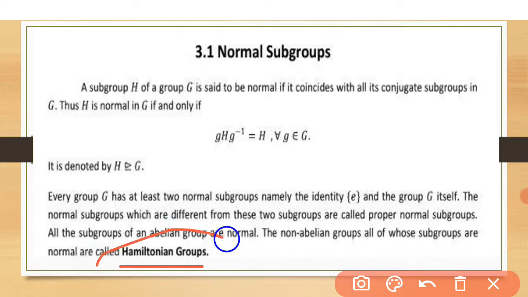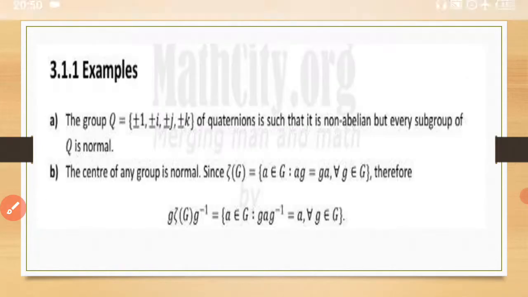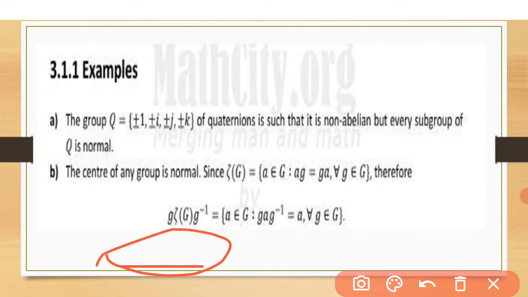So remember it. Now next, this is the example of a Hamiltonian group. Q is equal to plus or minus 1, and so on. This is the quaternion group, and it is non-abelian, but every subgroup of Q, the quaternion group, is normal.